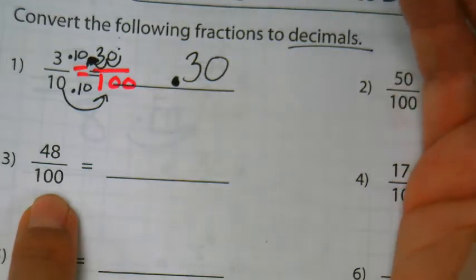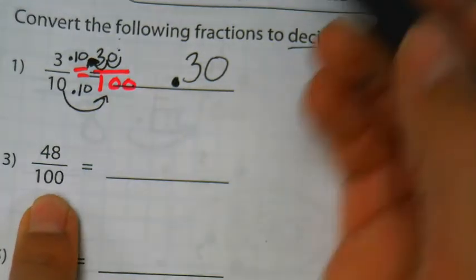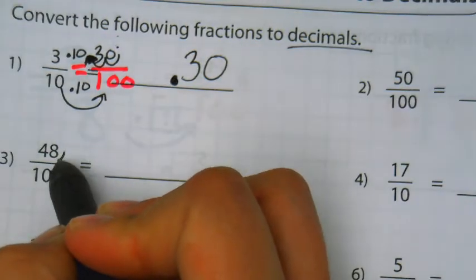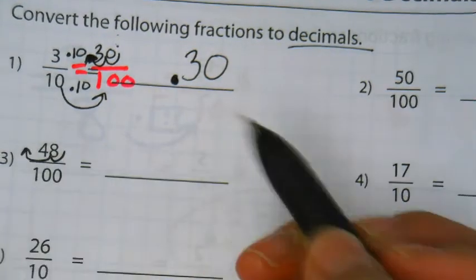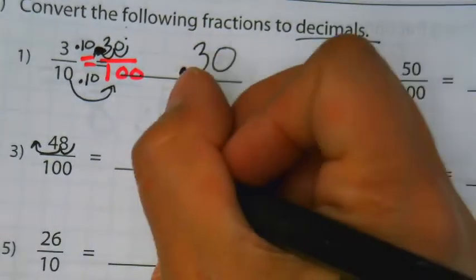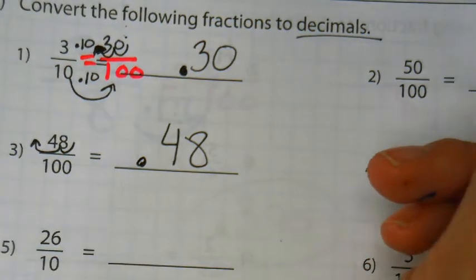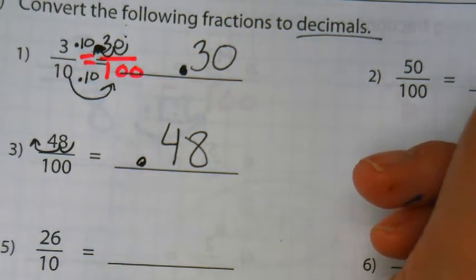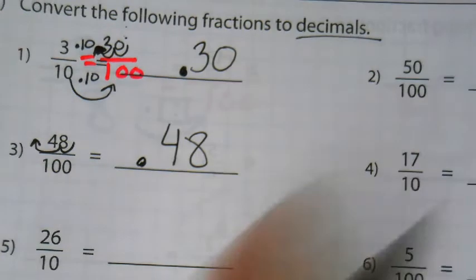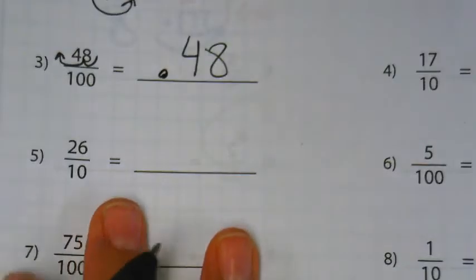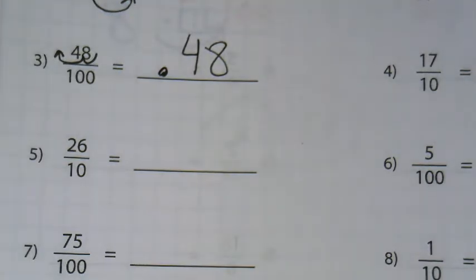Is the denominator already 100? Yes. So what we do is we just move our decimal 1 and 2, and what's our final answer? 0.48. Yeah, so number 3 is way easier than number 1, but number 1 is also pretty easy, right? All right. Number 5, set it equal to 100, please.